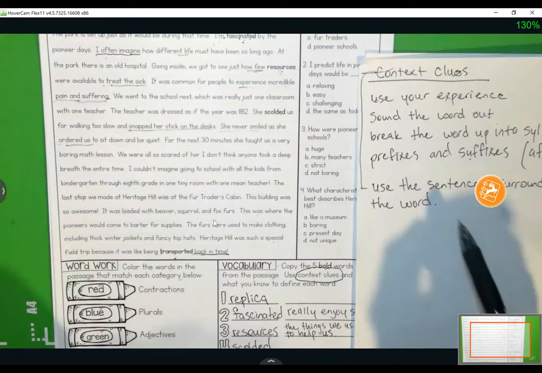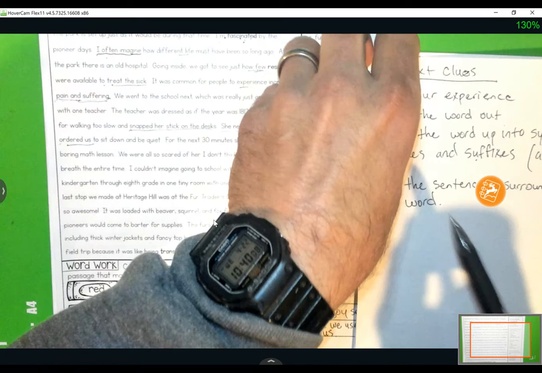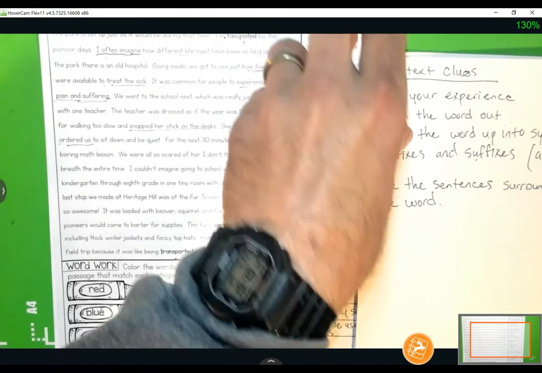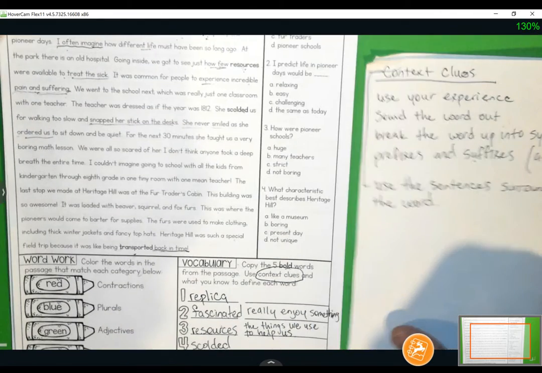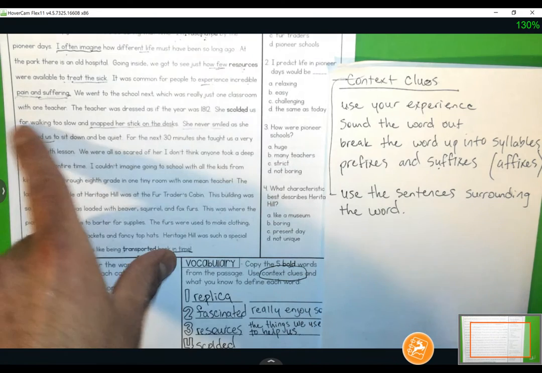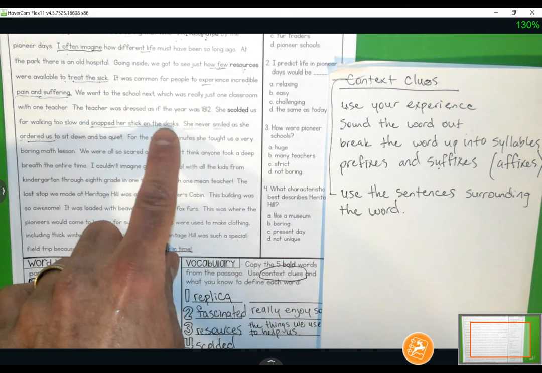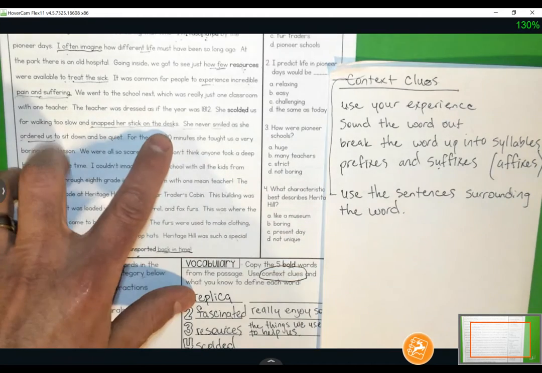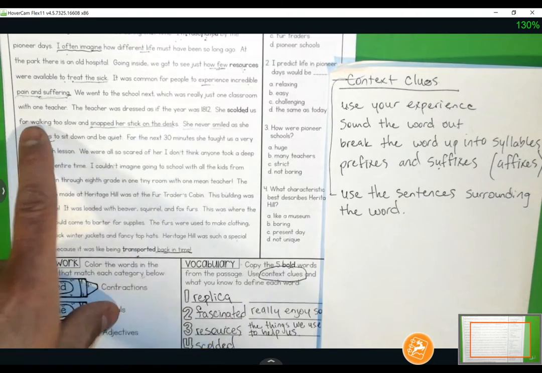Now, let's read the sentence, right? Use the sentence. I'm sorry about this little symbol. Kids, you're used to that little symbol being in the way. I am going to use the sentence that has the word in it. She scolded us for walking too slow and snapped her stick on the desk. I underlined the context clue of snapped her stick on the desk. Scolded us for walking too slow.